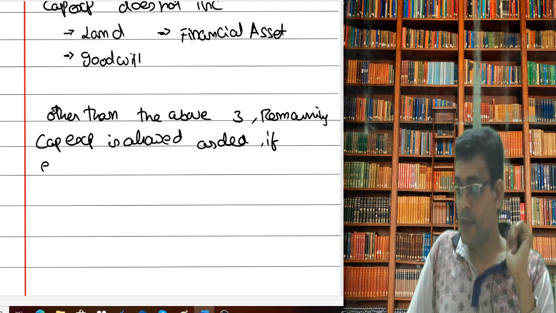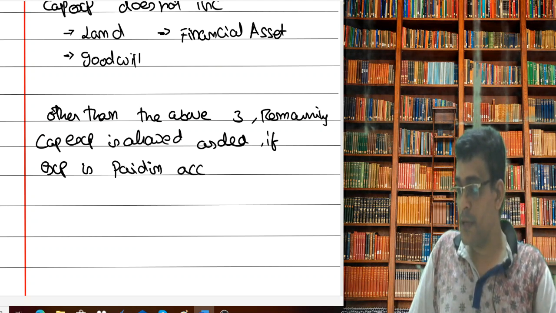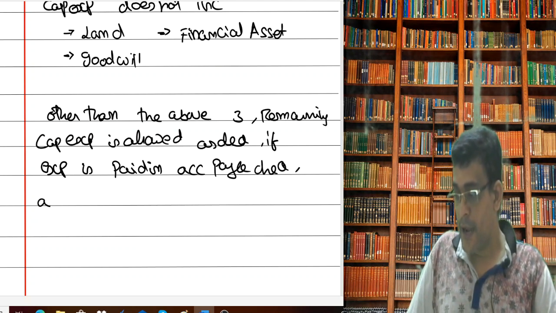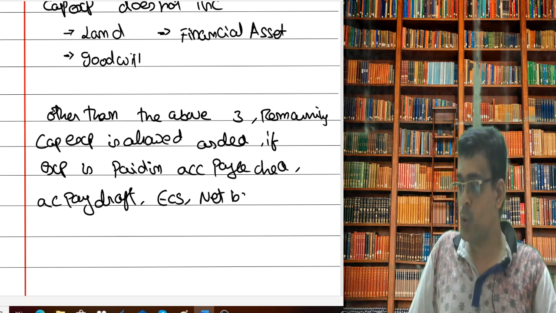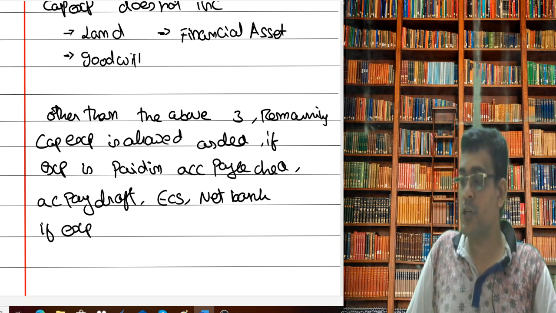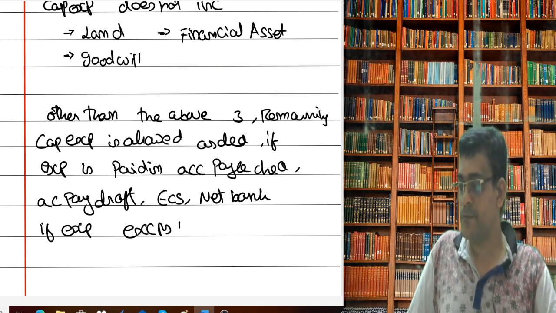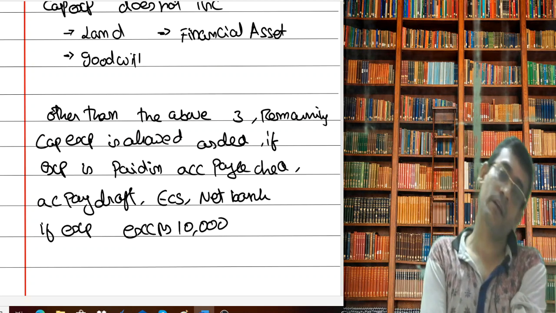If the expenditure is paid in account payee cheque, account payee draft, or electronic clearing system, or any net banking, or through any prescribed mode, when the expenditure exceeds rupees 10,000. Same as your depreciation. Same point we have covered there, and same point we are covering here also.